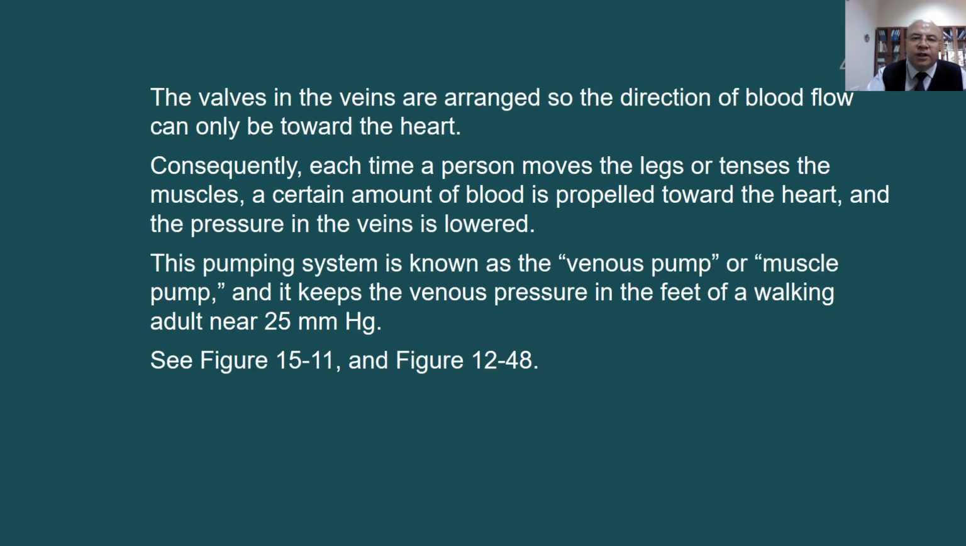These valves in the veins are arranged so the direction of blood flow can only be toward the heart. Consequently, each time a person moves the legs or tenses the muscles, a certain amount of blood is propelled toward the heart, and the pressure in the veins is lowered. This pumping system is known as the venous pump or muscle pump, and it keeps the venous pressure in the feet of a walking adult near 25 mm mercury.